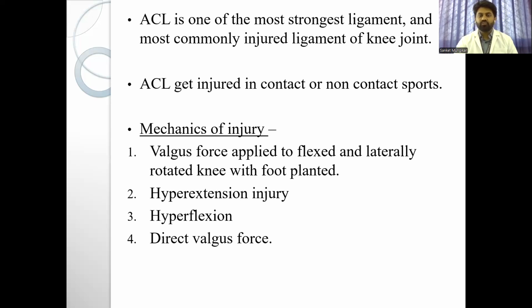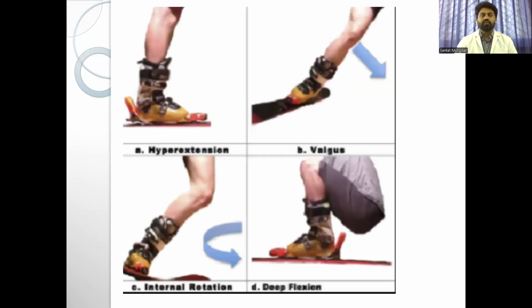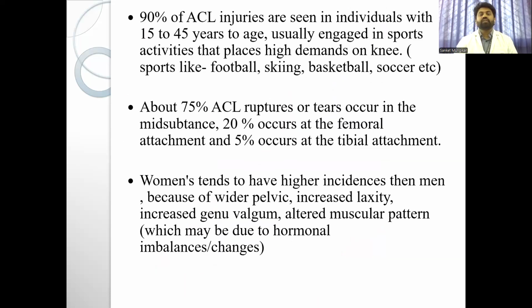Mechanism of injury: valgus force applied to a flexed and laterally rotated knee with foot planted, hyperextension injury, hyperflexion injury, and direct valgus forces. These are the most common mechanisms seen in ACL injury. In the diagram, first we can see hyperextension, second valgus, third internal rotation, and the fourth is deep flexion, that is squat. 90% of ACL injuries are seen in individuals 15 to 45 years of age, usually engaged in sports activities that place high demands on the knee joint. Sports like football, skiing, basketball, soccer, cricket.